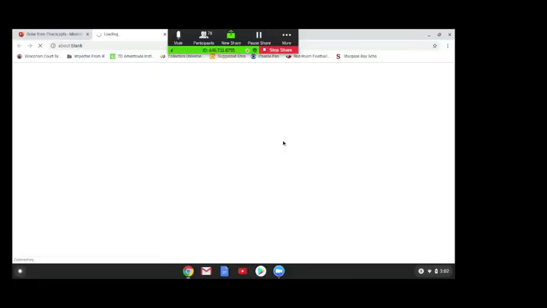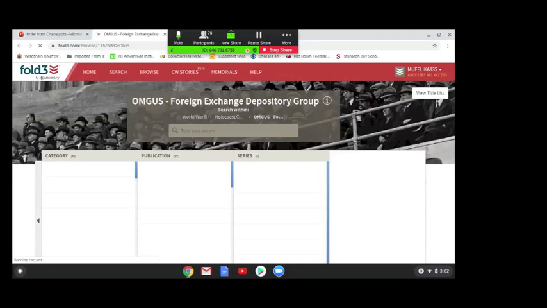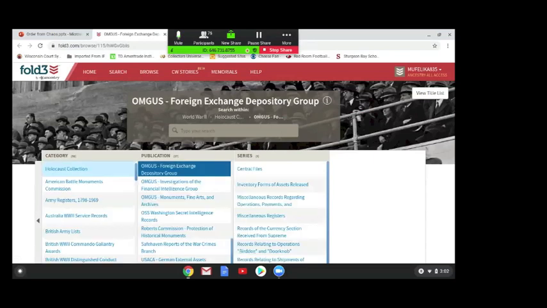The documents that you're going to see are all part of the records from the Office of Military Government of the United States to the Foreign Exchange Depository Group. And the beautiful thing about them is that they're all available online. And I'm going to click to them so that you can see. They're all available online for free on the site fold3.com, which is an ancestry-run site that is dedicated to military records. The records themselves appear within what's referred to as their Holocaust collection.